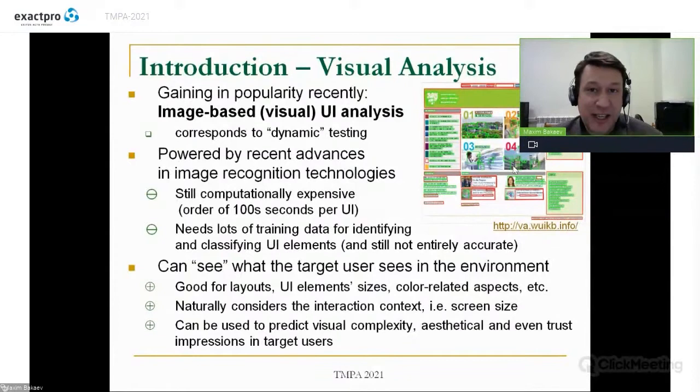So you can analyze layouts, some color-related aspects, sizes. For example, they might be important for some elderly people or something. And also, you don't have to try to model the device. You just render it in a platform that your target user is going to use, and you just have what the user will see. So also, understandably, unlike analysis of code, it's useful for analyzing some visual perception related aspects, such as visual complexity, visual aesthetics, and some emotional aspects, which are pretty important nowadays.